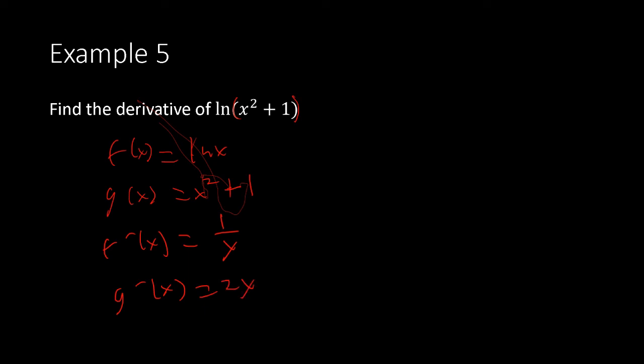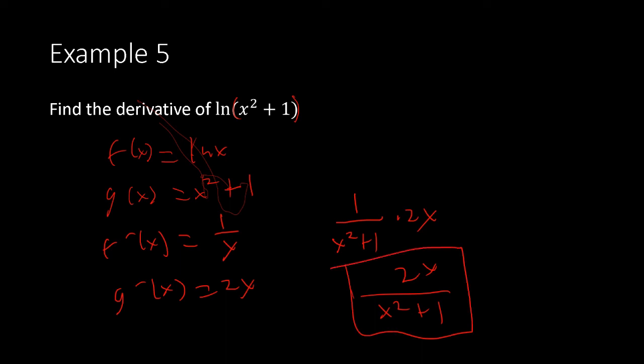So now let's plug it into our formula. So f prime of g of x, that's 1 over something, but that something is going to be g of x, which is x squared plus 1, times g prime of x, which is 2x. And I'll just write that as 2x over x squared plus 1. That's our answer. Okay, that was the last example for this video.